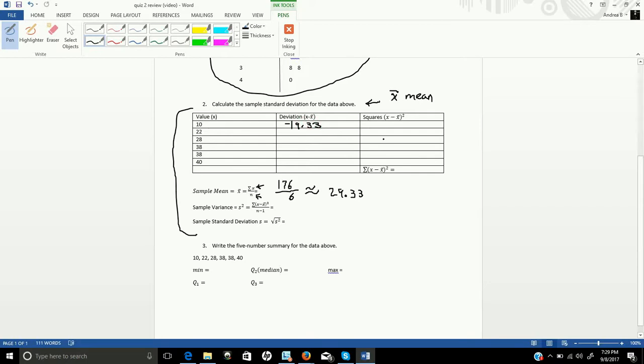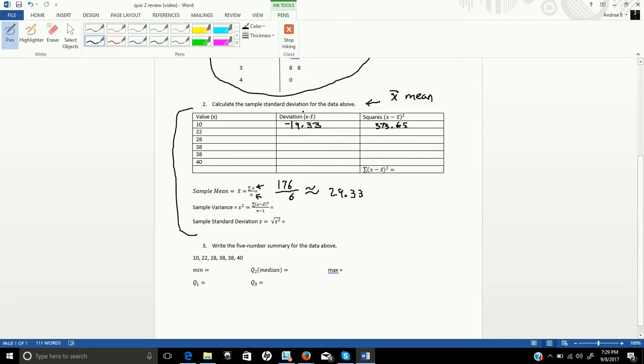And then this column here, this deviation column here, that one is optional. If you're able to do these steps at once, you might be able to get by with just the value column and the squares column, depending on how good you are at doing these calculations. If you need to, also include that middle column there.